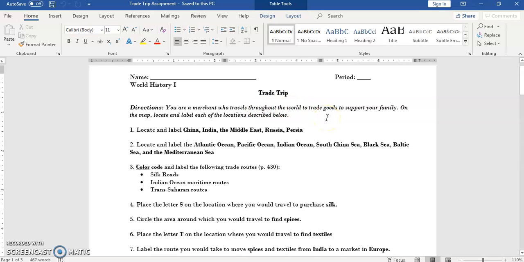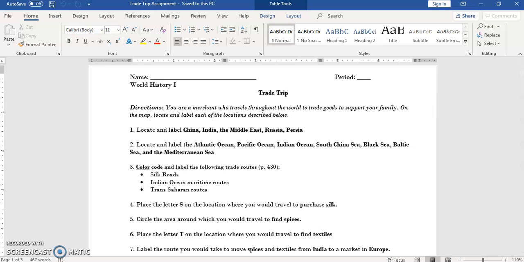On the map, locate and label each of the locations below. Locate and label China, India, the Middle East, Russia, and Persia. Locate and label the Atlantic Ocean, the Pacific Ocean, the Indian Ocean, South China Sea, Black Sea, Baltic Sea, and the Mediterranean Sea. Then you're going to color code and label the following trade routes: Silk Roads, Indian Ocean Maritime Route, and Trans-Saharan routes. You're going to use page 430 in the textbook.